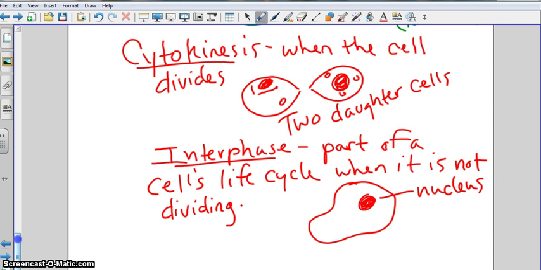So interphase is what we're used to. When we look at cells, that's what we're used to seeing, is when they're in interphase. The nucleus is nice and solid. Normal stuff. We're going to look at a picture of this, and then I'm going to pull some stuff up on the screen.